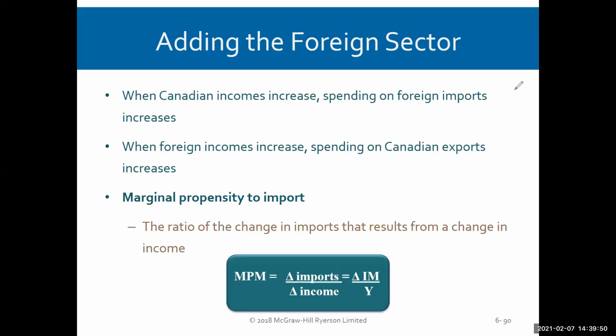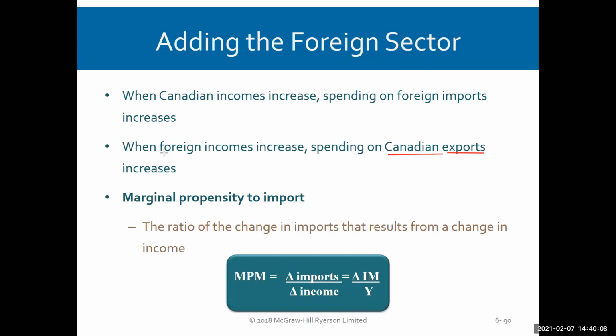So add the foreign sector. You'll notice that this has surprising similarities to when we added the previous sectors to our models. We're going to talk about autonomous and induced again. So what we're going to do first is focus on our exports. How are our exports influenced?